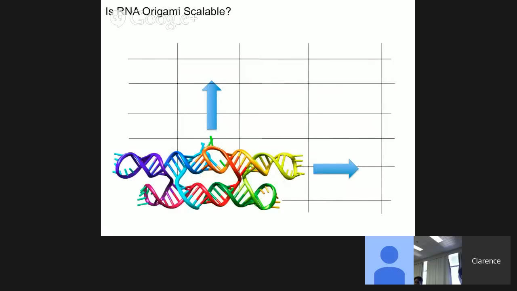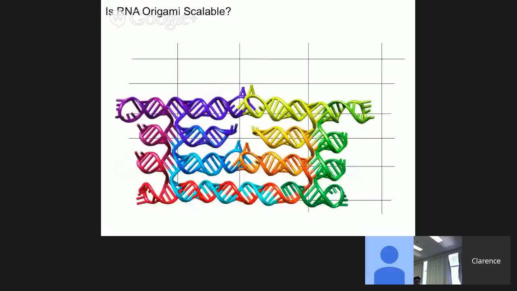So can we scale these structures up? Like what Ebbe was saying, our goal is to reach the ribosome size. And this is definitely not the ribosome size, so can we go a little bit bigger anyways? And how do we design things like that?